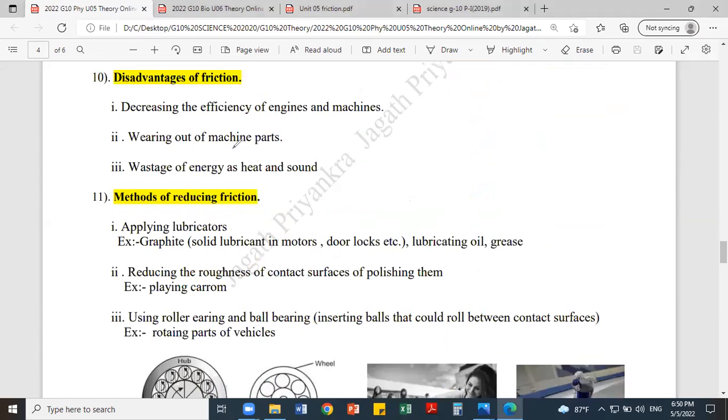And next one, disadvantages of friction. In some cases, friction is a disadvantage. If friction is a disadvantage, we have to reduce it. If it is not an advantage, we have to overcome that. So disadvantages and methods of reduction, that's why I have given both together. One disadvantage of friction is decreasing the efficiency of engines and machines. Why? Because of energy loss.